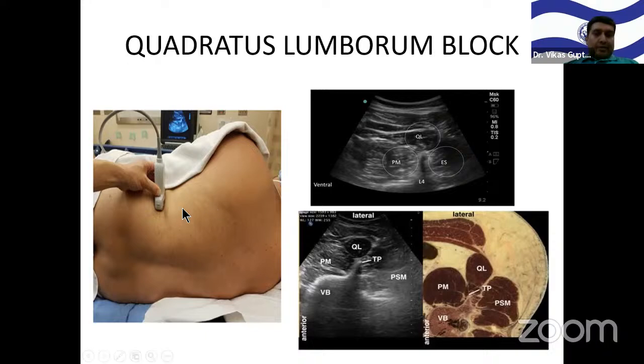Then we will put our needle in plane. The needle will come like this, and we have to pierce the quadratus lumborum muscle, and we will deposit our local anesthetic between the quadratus lumborum and psoas major. So this is the fascial plane where we have to deposit our drug. Between the psoas major and quadratus lumborum is a fascial plane, and we will deposit our drug there. So this is the quadratus lumborum block.